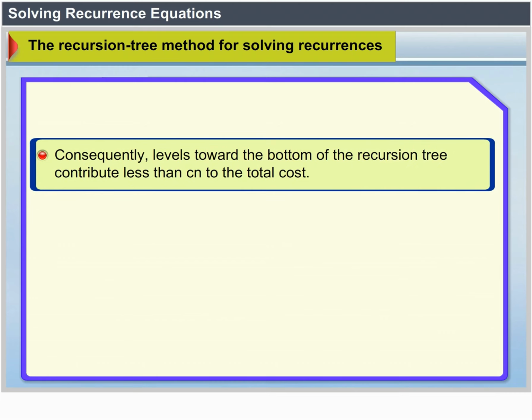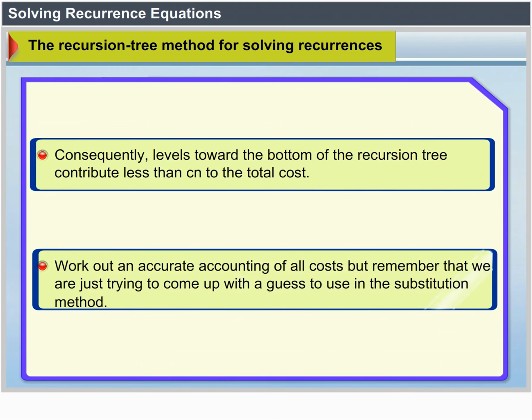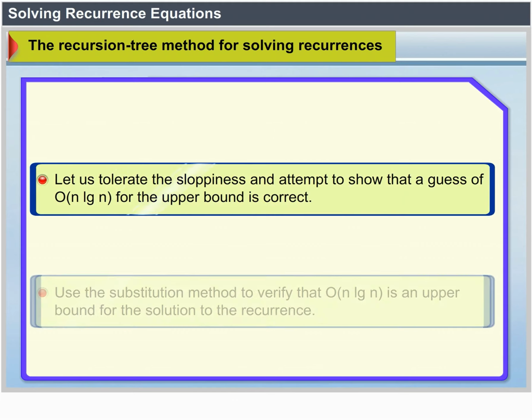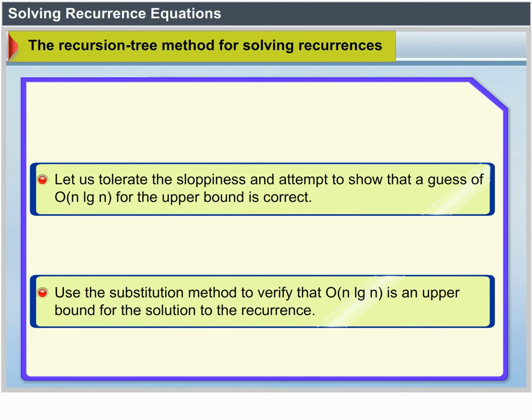We could work out an accurate accounting of all costs, but remember that we are just trying to come up with a guess to use in the substitution method. Let us tolerate the sloppiness and attempt to show that a guess of big O of n log n for the upper bound is correct. Use the substitution method to verify that big O of n log n is an upper bound for the solution to the recurrence.